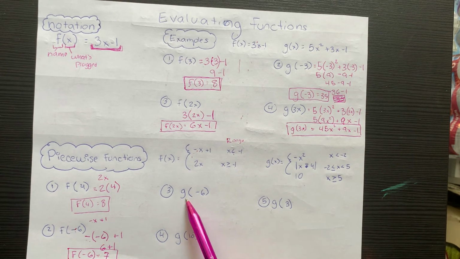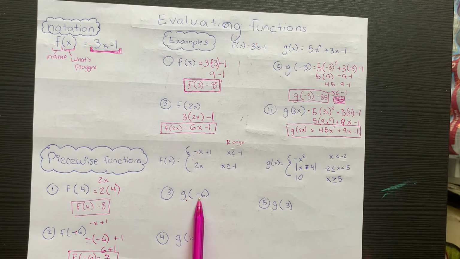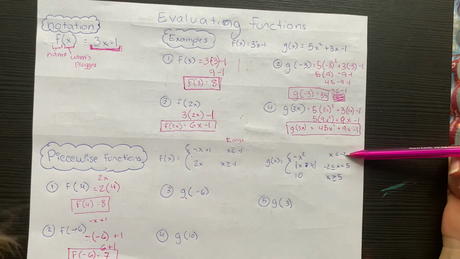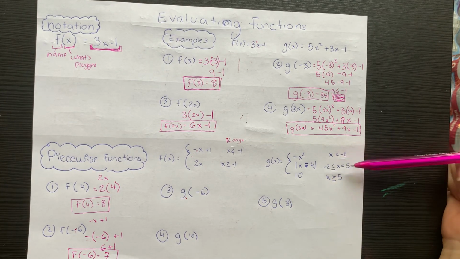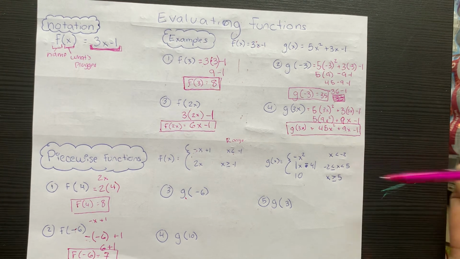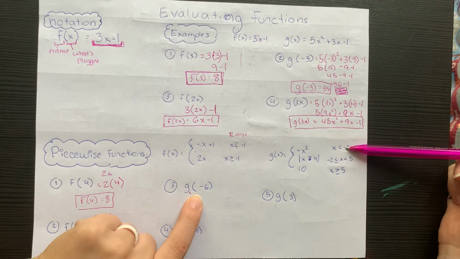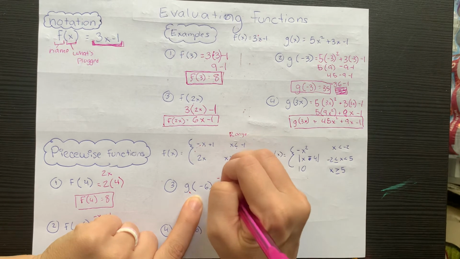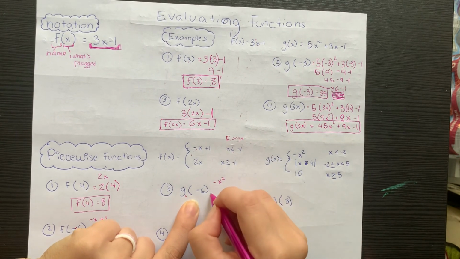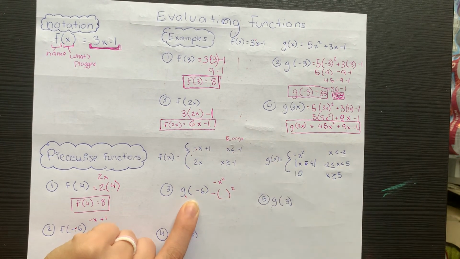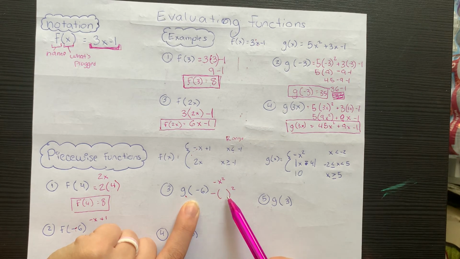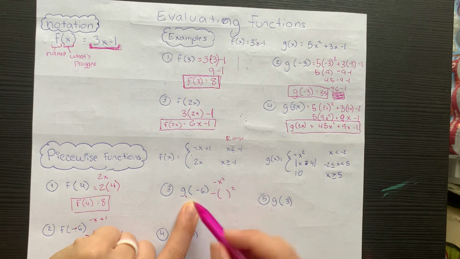Same thing with our g function. We've got g of -6. So if we look here, is it less than -2? Is it between -2 and 5? Or is it bigger than 5? -6 is less than -2, so we're going to use the -x squared equation. So again, we're taking the x out, putting the parentheses where it was, putting in the -6.